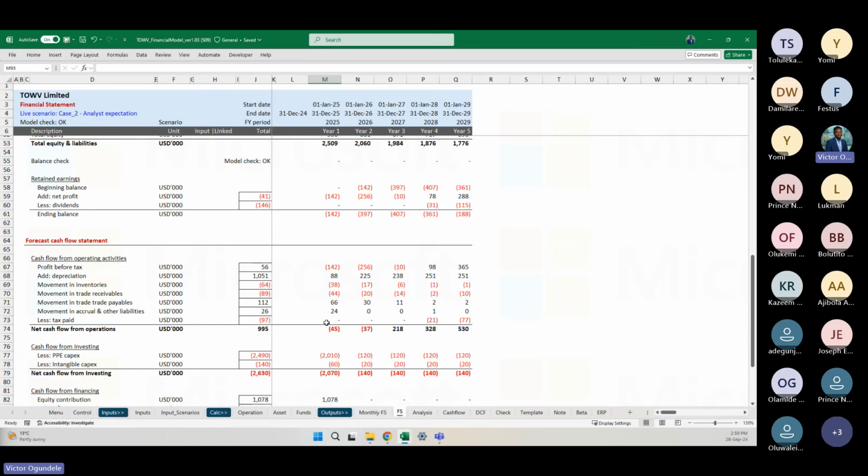Now, these are the things that are really lacking when you are dealing with a typical startup. They will just say revenue will jump like this, jump like that, and they will neglect every other thing. But in the real operational world of project finance, it is not like that. You just cannot make it up.